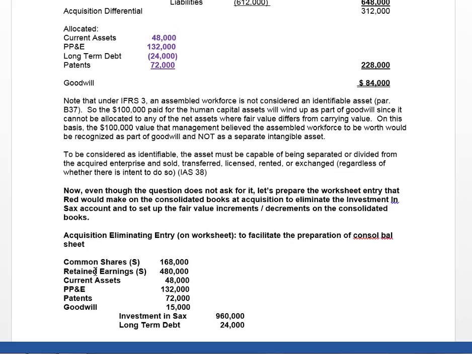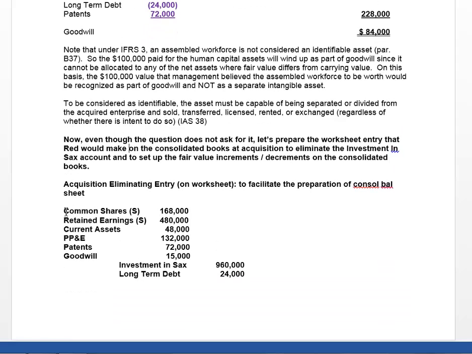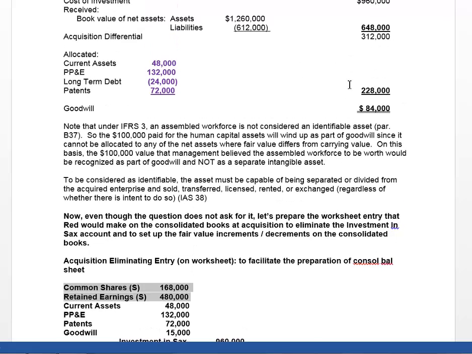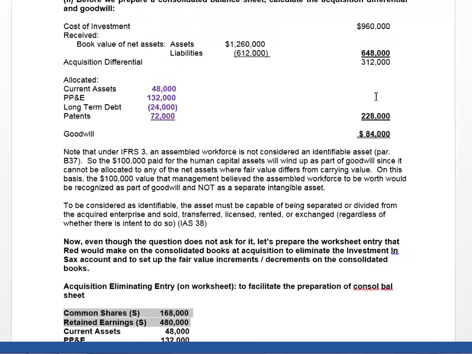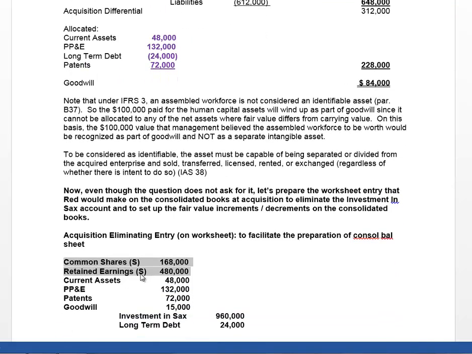So what do we do? Well, this should look familiar to you. This is assets less liabilities. These two guys here add up to your $648,000, which we said is part of that $960,000 investment, right? We're going to eliminate the common shares and retained earnings of the sub, Saks. Why? Because don't forget, we are preparing Red's consolidated statements for our shareholders.